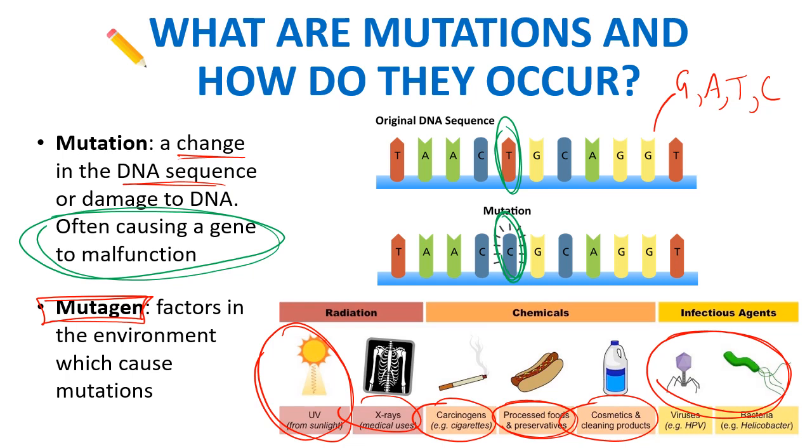Alright, so that is controlling the cell cycle, and you should be able to explain the two types of genes and what they do to control the cell cycle.